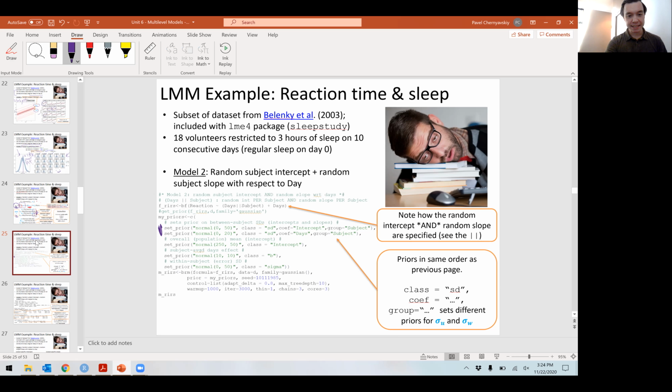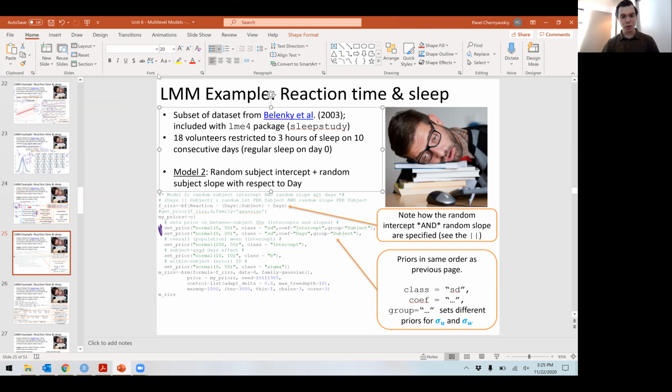So here I have class SD, which indicates that I'm setting the prior for my between subject standard deviation. Here I say that it's an intercept, and my group is subject. I could have multiple levels of nesting. Remember, I can have subject within classroom, classroom within school, school within district, district within state, state within country. So in theory, you could set a different set of priors at every level of nesting. Here, we just have one level of nesting. We have days nested within subjects. And so that's why we have the code as I have it here.